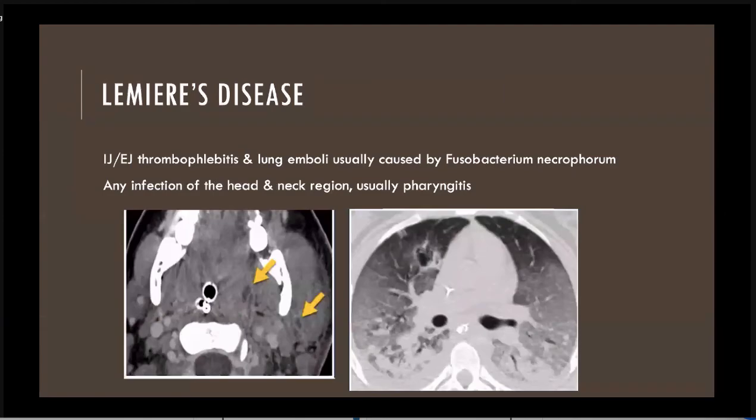Lemierre's disease is infrequently seen, but we should be aware of it. It is thrombophlebitis of the internal or external jugular vein that is complicated by lung emboli, usually caused by Fusobacterium necrophorum. But any infection can be complicated by Lemierre syndrome. Here we have a collection in the left peritonsillar region. And if we have a closer look, there is evidence of thrombophlebitis of the adjacent branch of the external jugular vein, which is the retromandibular vein in this example. This is also further complicated by embolus to the lung, causing a cavitating lung lesion.